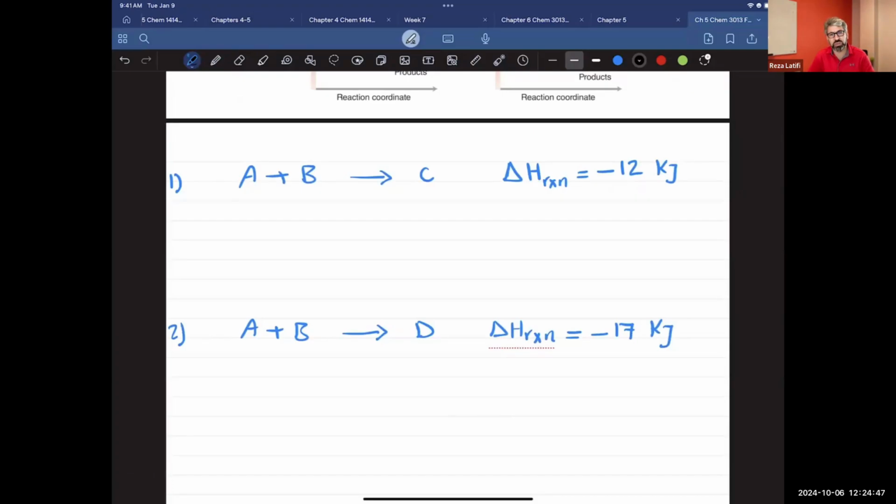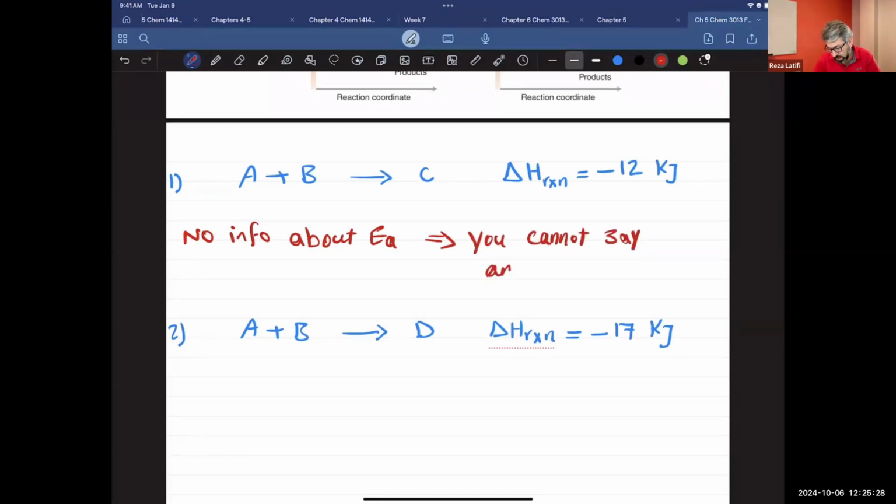Okay, let's try some examples. We have A plus B turning to C, and delta H of the reaction is minus 12. A plus B can turn to D, and delta H of the reaction is minus 17. The question is, which one is faster? Okay, I have no idea about the speed of the reaction. Why? Because they gave me no info about activation energy. So you can't say anything about velocity. We can't say how fast the reaction is.